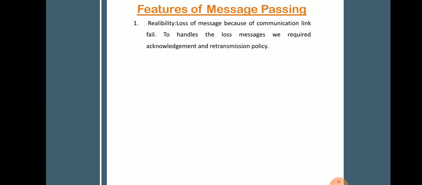The next feature is reliability. Distributed operating systems are prone to different failure events such as node crashes or physical link failures. The loss of messages occurs because of a communication link failure. To handle the loss of messages, we require acknowledgements and a retransmission policy. Now the duplicate message is one of the major problems. This happens because of a timeout or event failure.